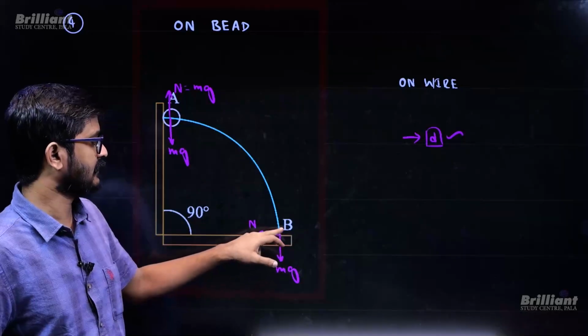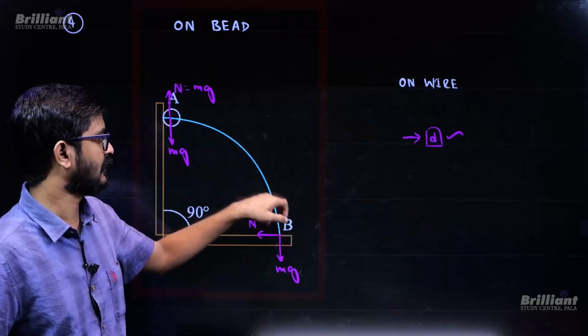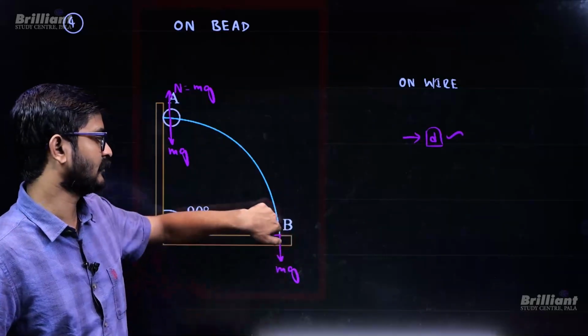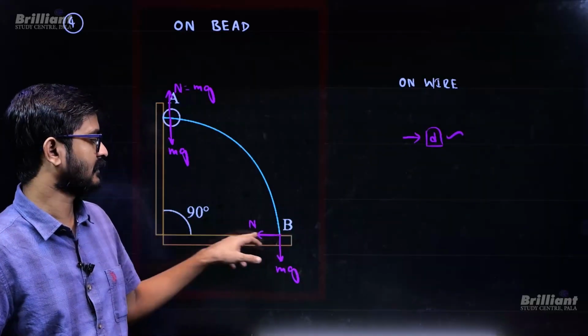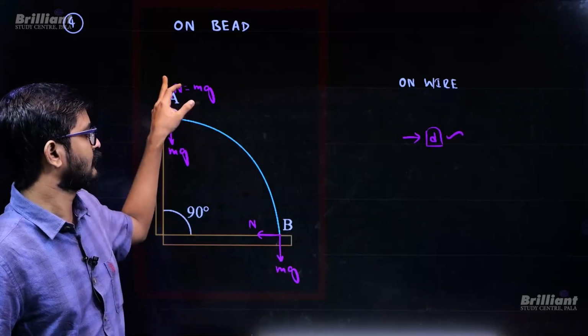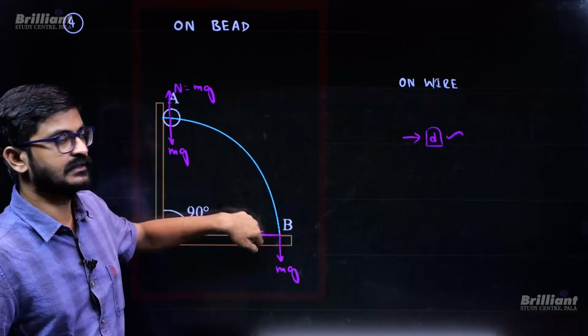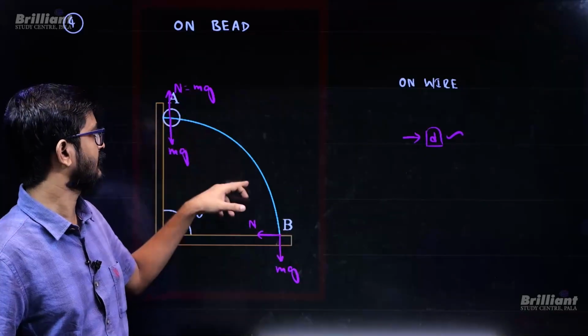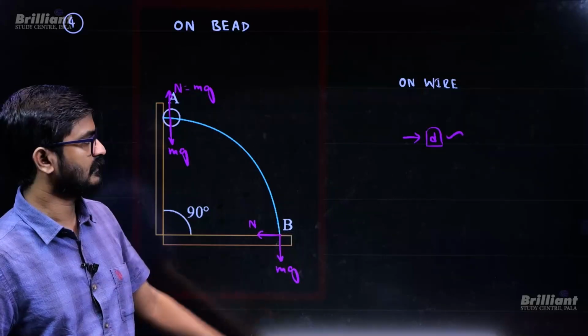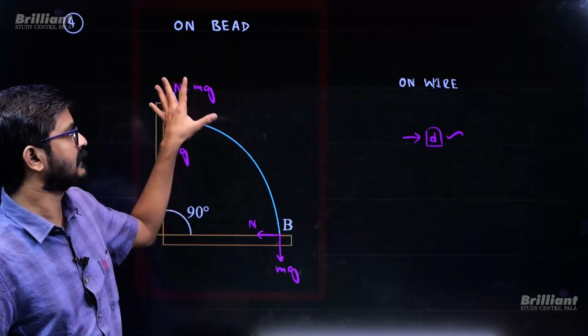But when it comes here, it will be having some velocity. When it has some velocity in a circular path, there must be some force towards the center, and that will be provided by the normal. Normal on the bead equals mv square by r. So normal on the bead here is outwards, normal on the bead here is inwards. So if they talk about normal on the wire, here it will be inwards, and there it will be outwards. So this figure is for the bead.